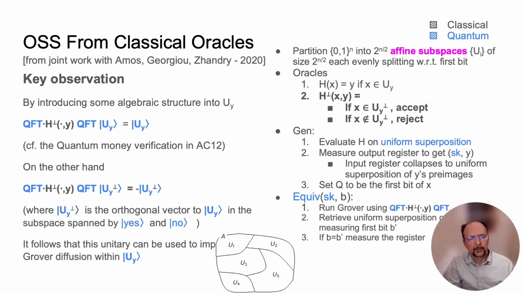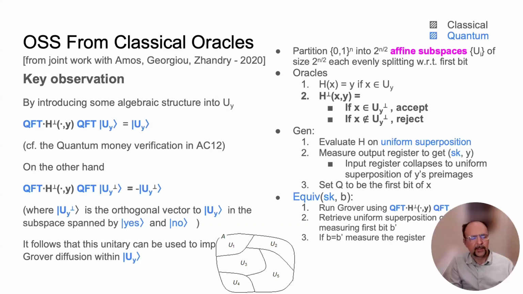There are two important observations. First of all, if we get the superposition of this pre-image set, and we assume that this is an affine subspace of the vector space of all n-bit strings, and we apply a quantum Fourier transform, then a membership step on the orthogonal space, and then another quantum Fourier transform, this is going to take us back to the superposition inside the pre-image set. In fact, this observation about subspaces goes back to the quantum money verification in the Aaronson and Christiano paper.